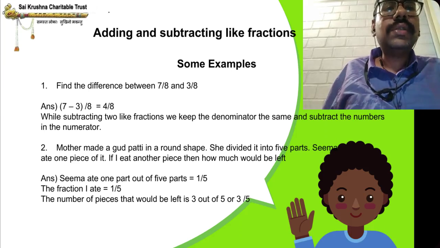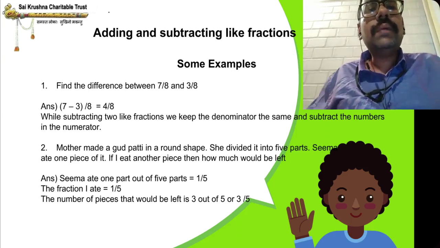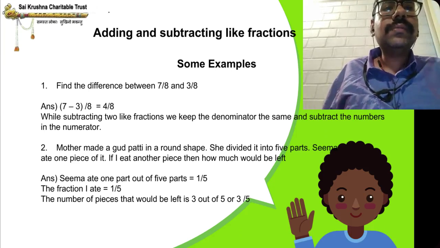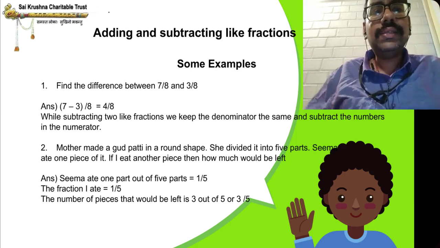So keep it constant by 8. To obtain the numerator, what do you have to do? Subtract numerator 1 and numerator 2. Numerator 1 is 7. Numerator 2 is 3. 7 minus 3 is what? 4. 4 by 8 is the answer.